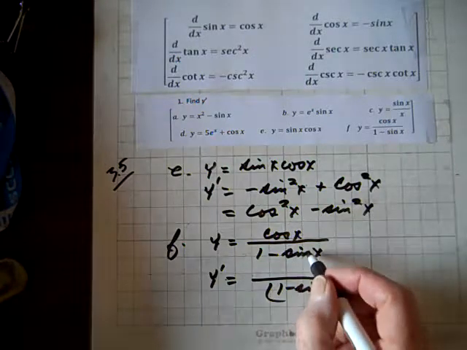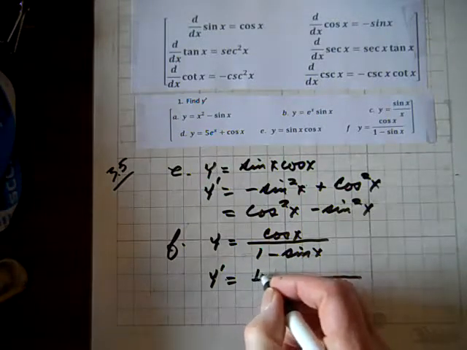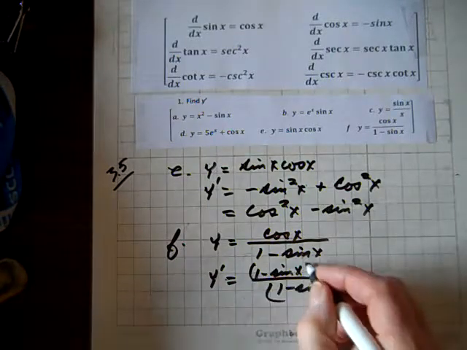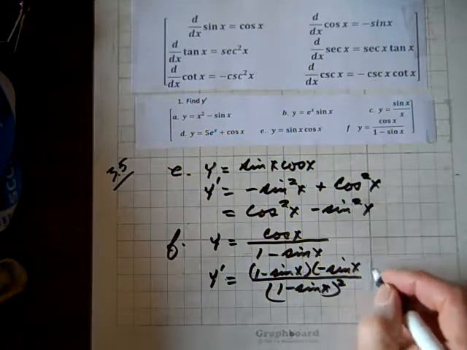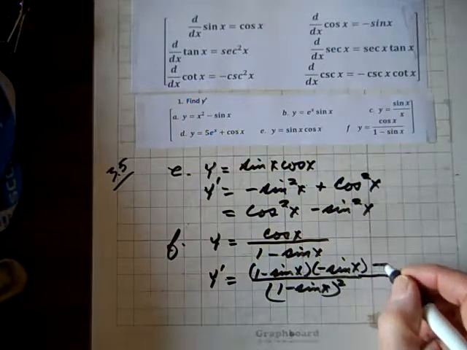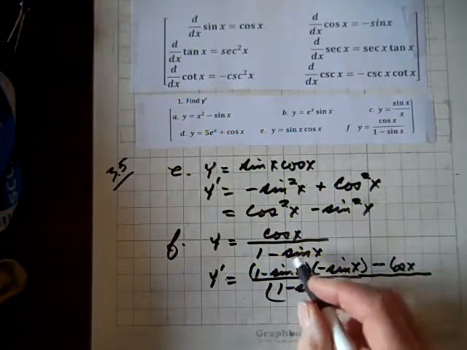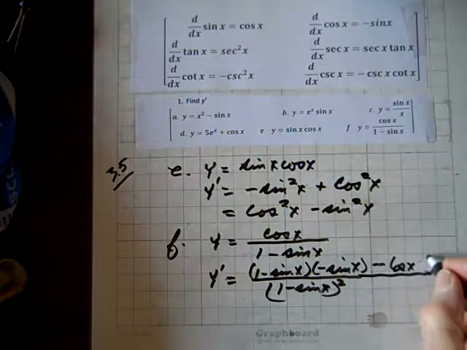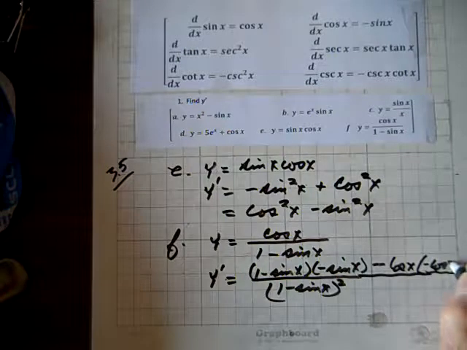And then we'll hold 1 minus sine x constant and take the derivative of cosine of x, which is negative, and by the way, I'm holding this 1 minus sine x constant, and the derivative of cosine of x is minus sine of x. Now minus, and now we'll hold cosine of x constant and take the derivative of 1 minus sine of x, which is going to be derivative of 1 is 0, derivative of minus sine x is minus cosine of x.